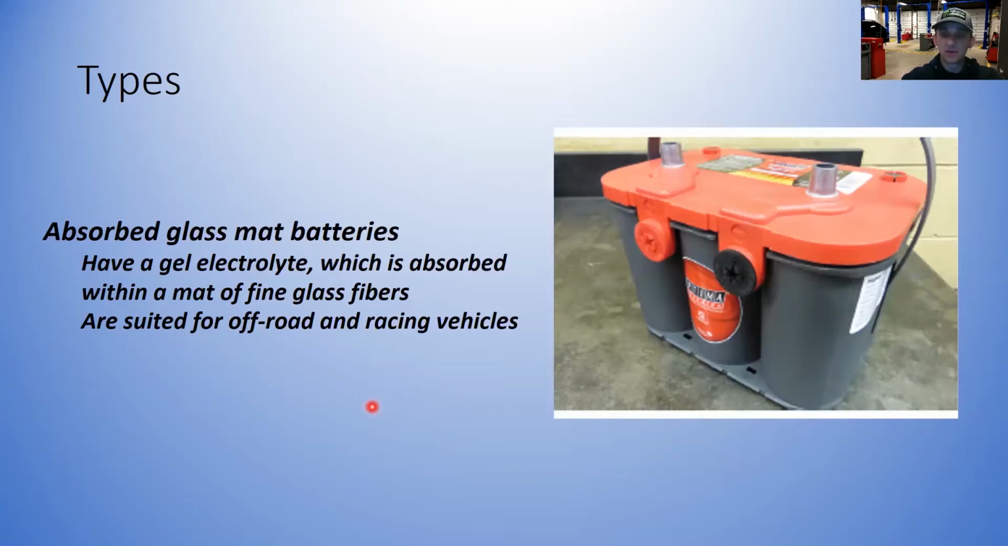You usually come across these in, for example, European cars. They have used them on some higher-end European cars for a while now. You've seen them in off-road vehicles, specifically built for off-road, or race cars, because they do have the electrolyte in a gel format instead of a liquid. So that is absorbed into the mat of fine glass fibers inside the cells.